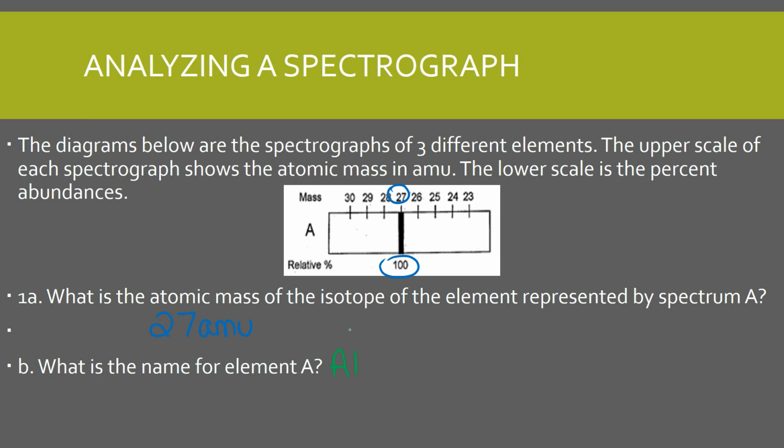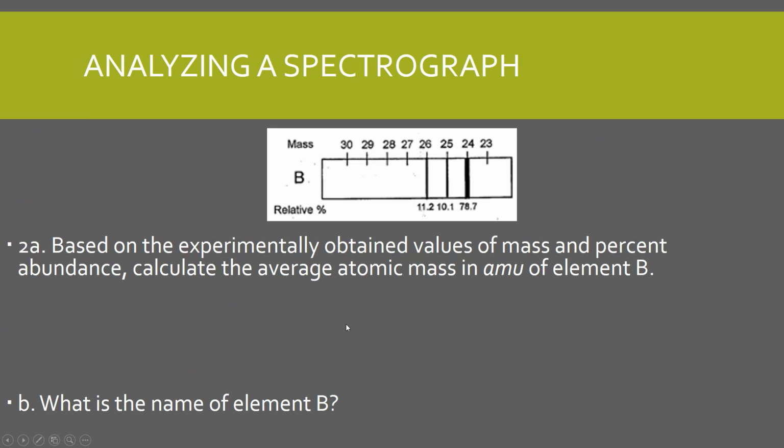Okay. As we move on to example B, we now have 3 different isotopes with their corresponding masses. So now we have to calculate a weighted average because we have more than one isotope. And so this is how we're going to calculate that weighted average. The first thing that I'm going to do is write out my 3 percentages. I have 11.2%, I have 10.1%, and let's see, that's 78.7%.